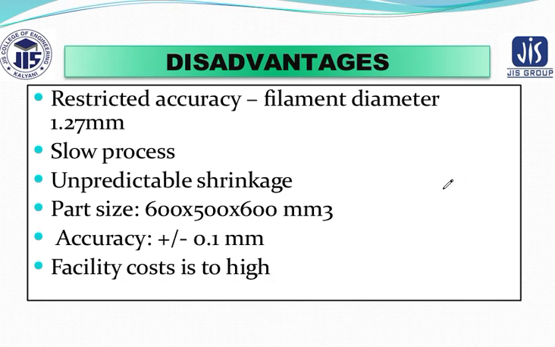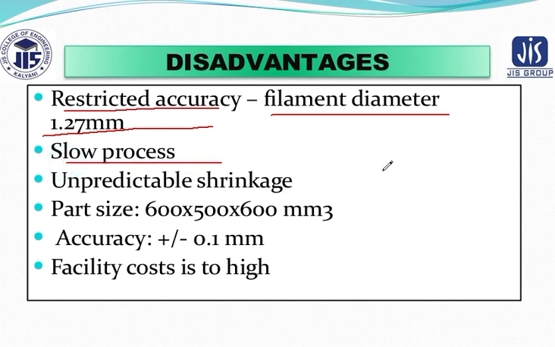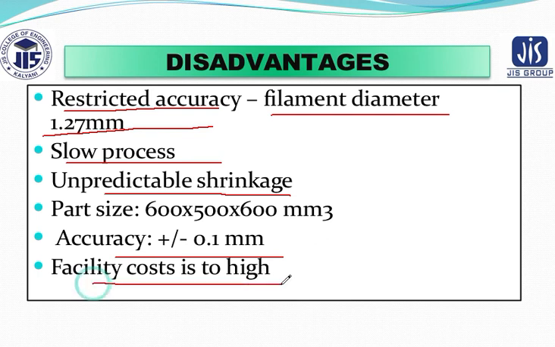But there are some disadvantages. First, restricted accuracy, that is, filament diameter maximum 1.27 millimeter. It is basically a slow process. Unpredictable shrinkage occurs because the deposition of material is layer by layer, so the shrinkage also occurs in a very unpredictable manner. The accuracy lies between plus minus 0.1 millimeter and the facility cost is too high.